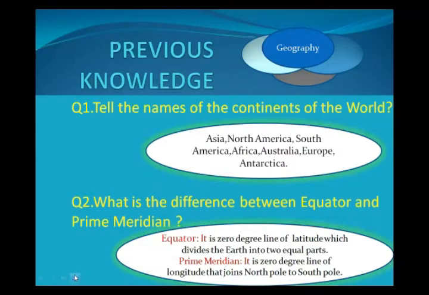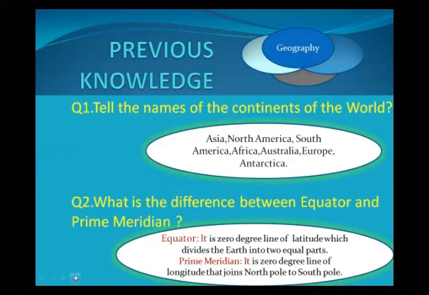Dear students, here are some questions from your taught content of the lesson. The first question is, tell the names of the continents of the world. Yes, you all know well that the large land areas of the world are called continents. And the names of the continents of the world are Asia, North America, South America, Africa, Australia, Europe, and Antarctica.